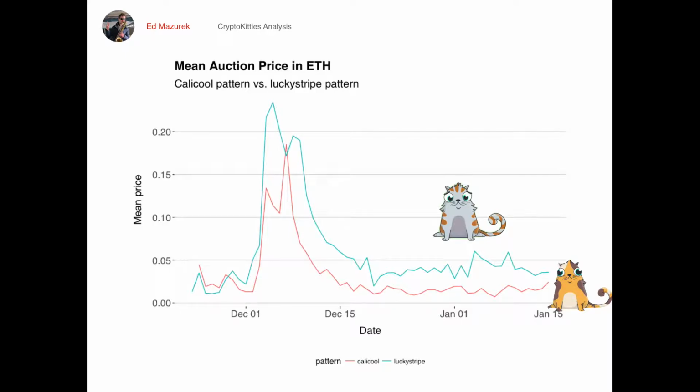Likewise, two different kitty patterns. You've got your Lucky Stripe and your Calicool. You can see the Lucky Stripe on average sells for more than the Calicool. So using data like this, you can predict what the price of your cat is going to be, whether it's going to sell. And so you can build a whole model and write a script that's going to interact with the market for you, buying cats that are undervalued and selling them when it's a good time to do so.